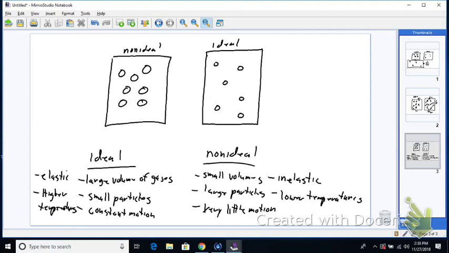An ideal gas has these characteristics. They are large volume, small particles, they're always moving, they have elastic collisions, and they usually have higher temperatures. Non-ideal: smaller volumes, large particles, very little motion, inelastic collisions, and lower temperatures. Okay? You know what? That's awesome. We're getting into physics here.